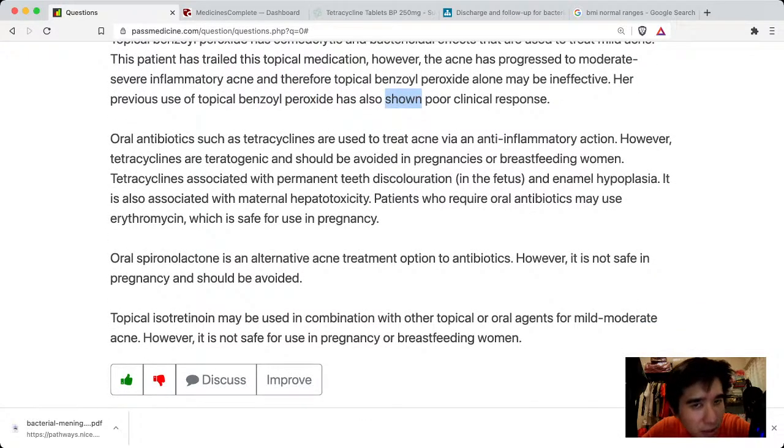Oral antibiotics such as tetracyclines are used to treat acne via an anti-inflammatory action. However, tetracyclines are teratogenic and should be avoided in pregnancies or breastfeeding women. Tetracyclines are associated with permanent teeth discoloration in the fetus and enamel hypoplasia. It is also associated with maternal hepatotoxicity. Patients who require oral antibiotics may use erythromycin, which is safe for use in pregnancy.